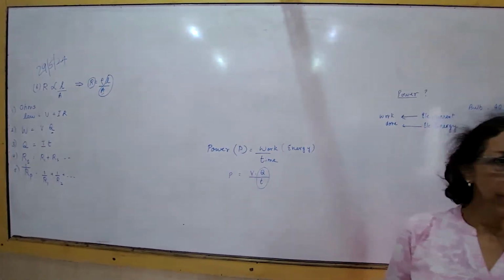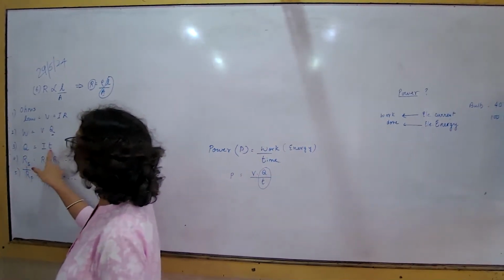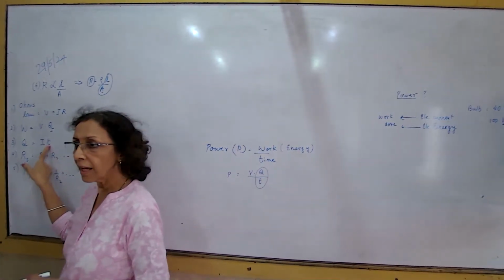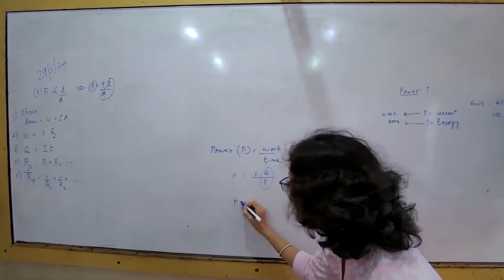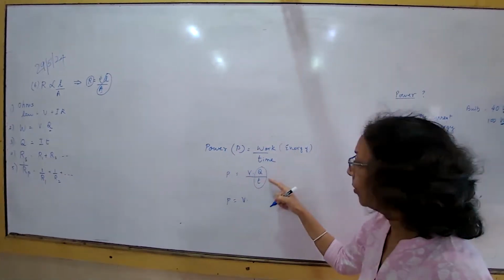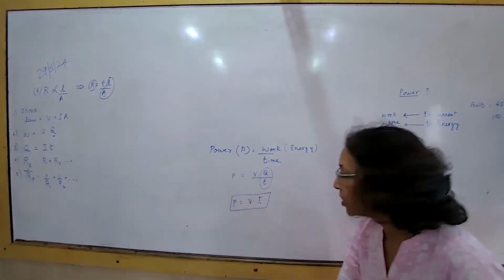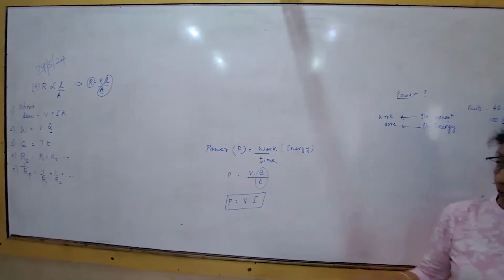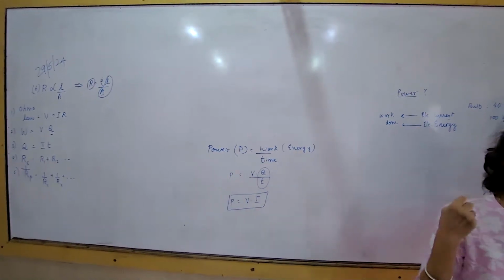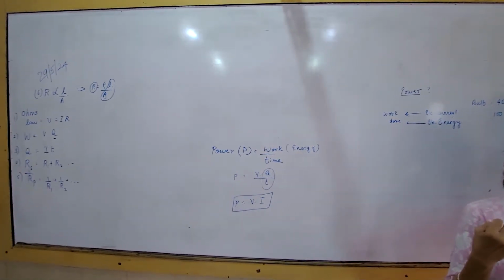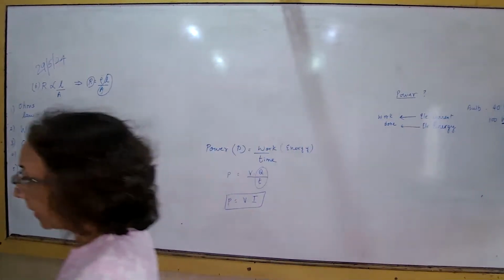Now I want you to look at this part. What is Q upon T? Q upon T will be I. So I can say P is equal to V, Q upon T is equal to I. Therefore, power of any gadget can also be given as the potential difference times the current drawn by that gadget. Have you followed?